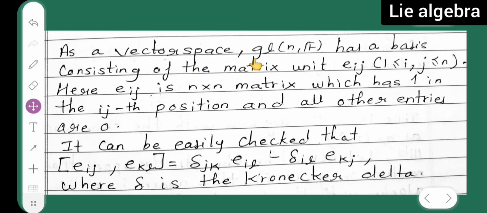As a vector space GL of n comma f has a basis consisting of the metric unit Eij, where 1 is less than or equal to i, j is less than or equal to n. Here Eij is n into n metric which has 1 in the ijth position and all other entries are 0. It can be easily checked that EijEkl is equal to delta jk Eil, where delta is the Kronecker delta.